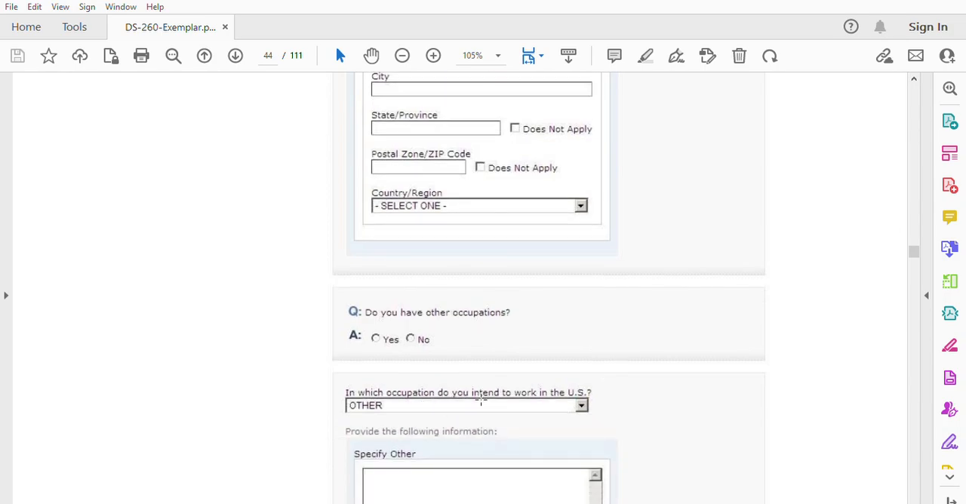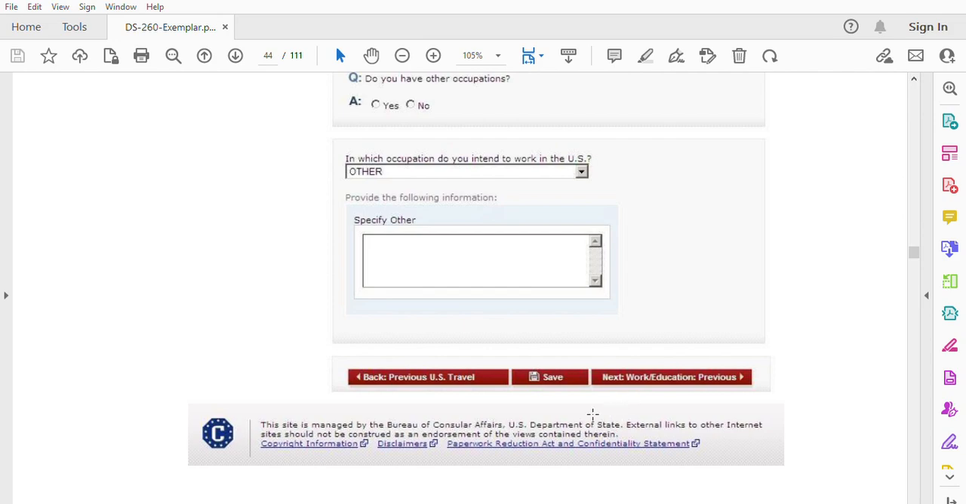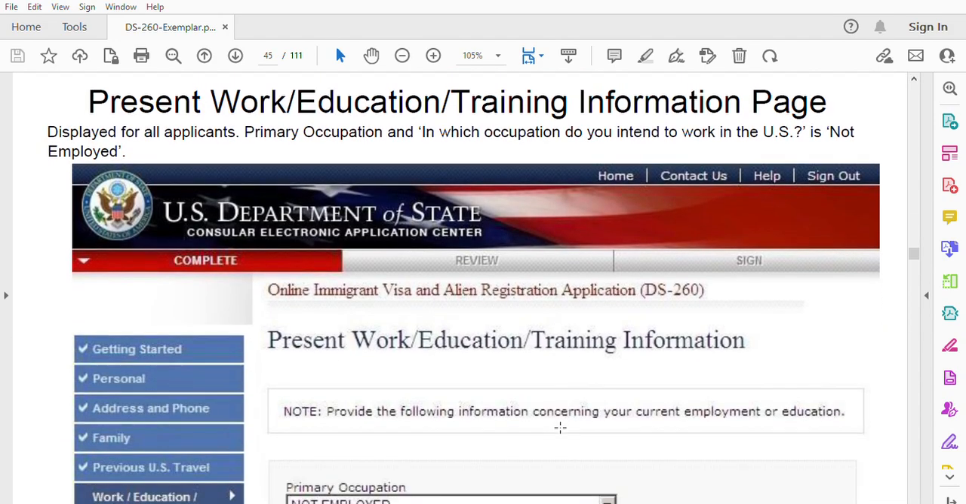In which occupation do you intend to work in the USA? I already answered this one. Please make sure you remember this question. You will have it in your interview. So we're going to go to the next page.